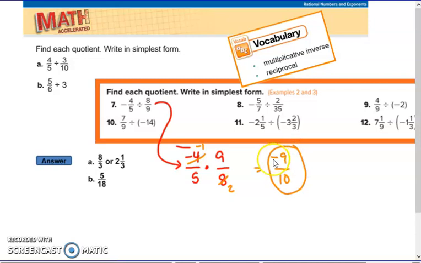Go and make sure that makes sense with your signs. Do you have 1 negative? You do, so your answer is going to be negative. If you had 2, your answer would be positive.